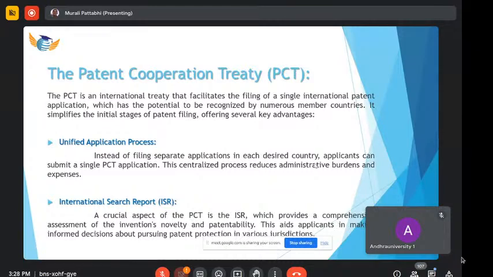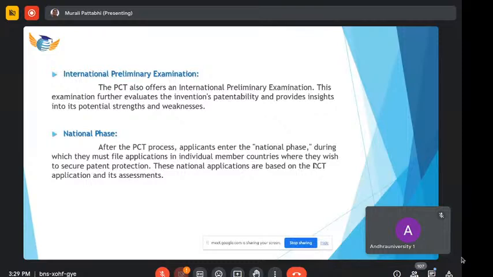8 countries are there. I'm not sure exactly whether 7 or 8, but even India is one of the authorities which can give a search for your application and see what the nearby applications are, and based on those you can decide if you want to go ahead or not. As I told you earlier, preliminary examination is also an optional thing. If you want, you can do it.